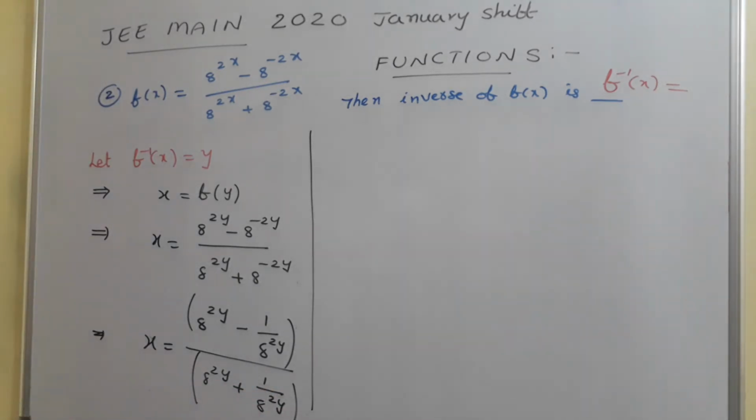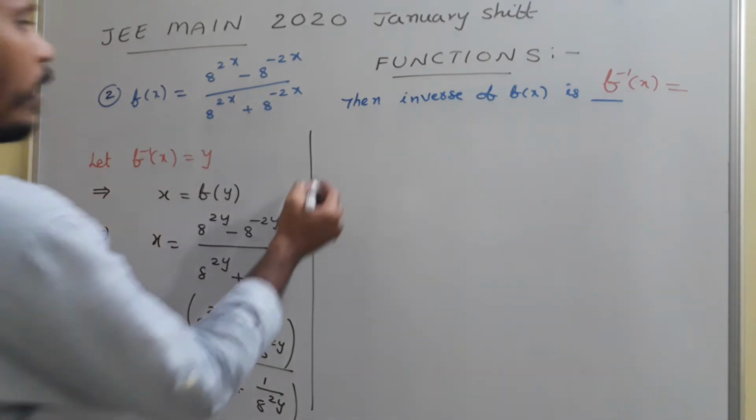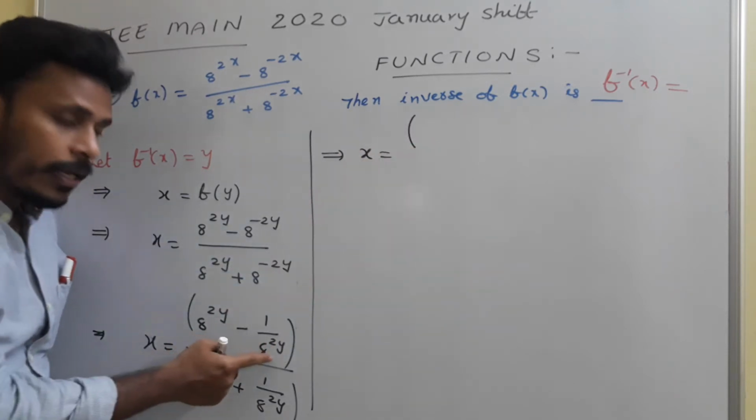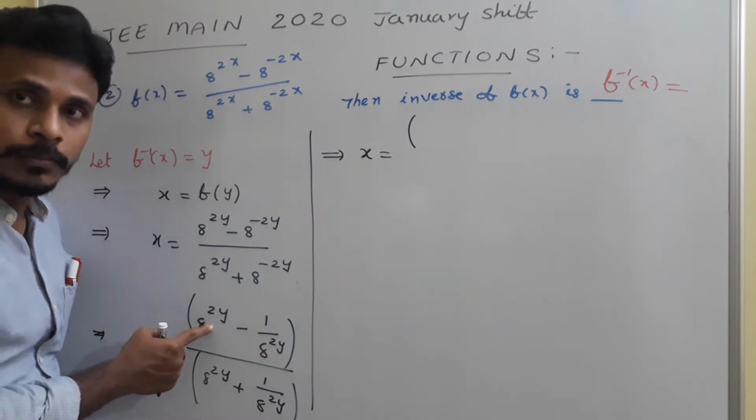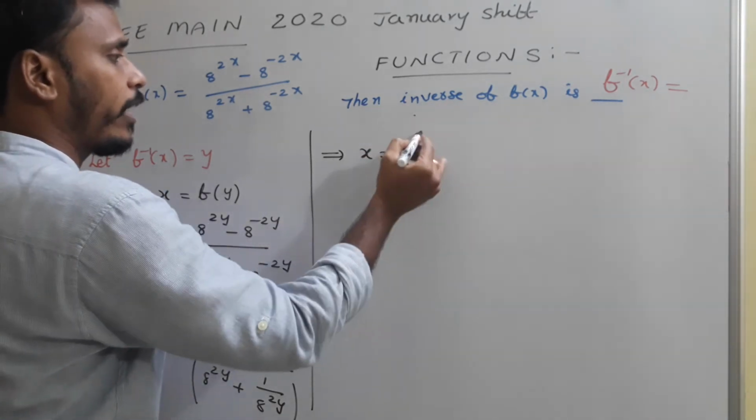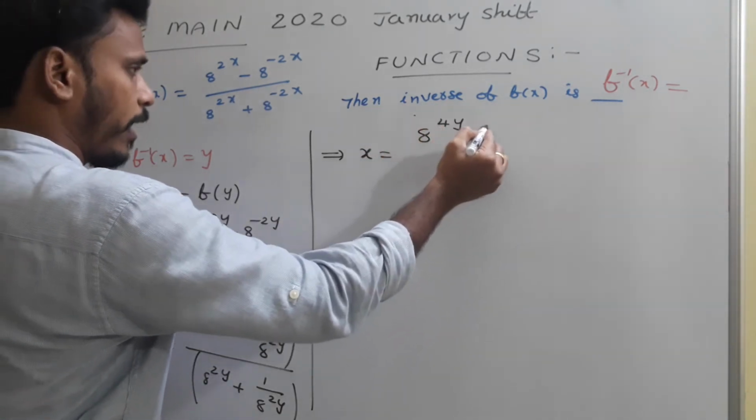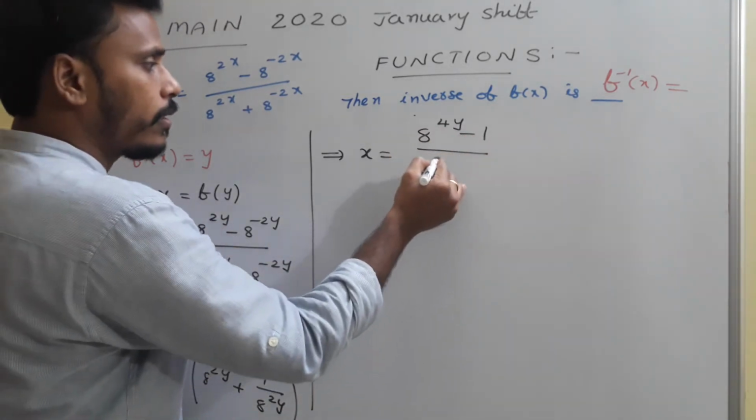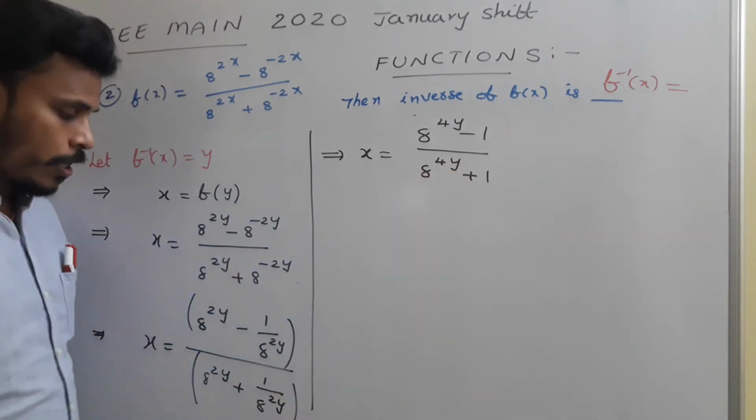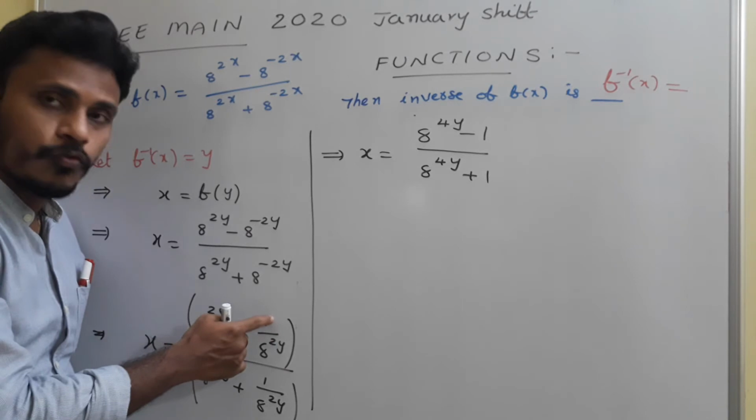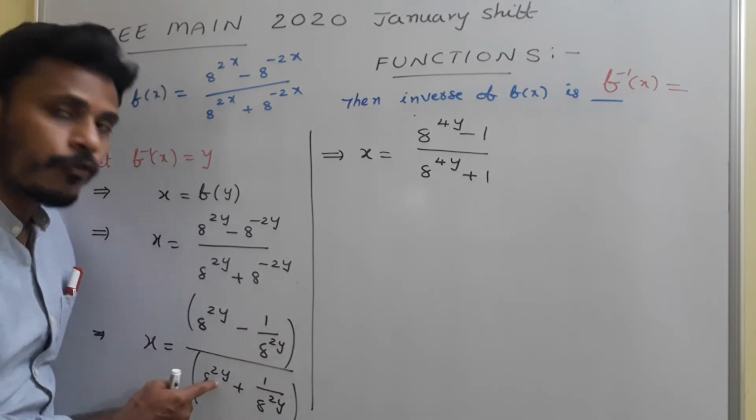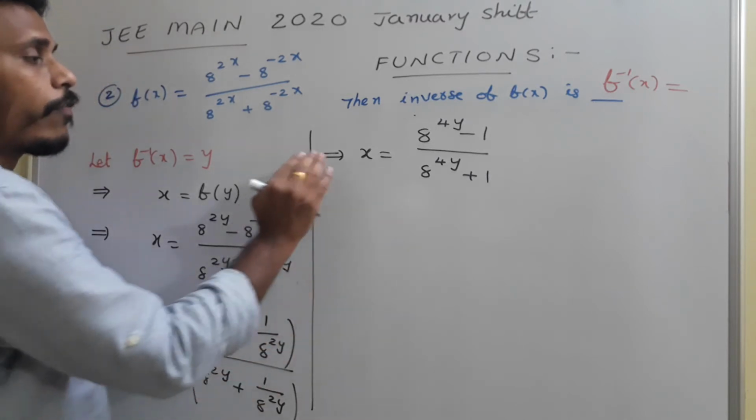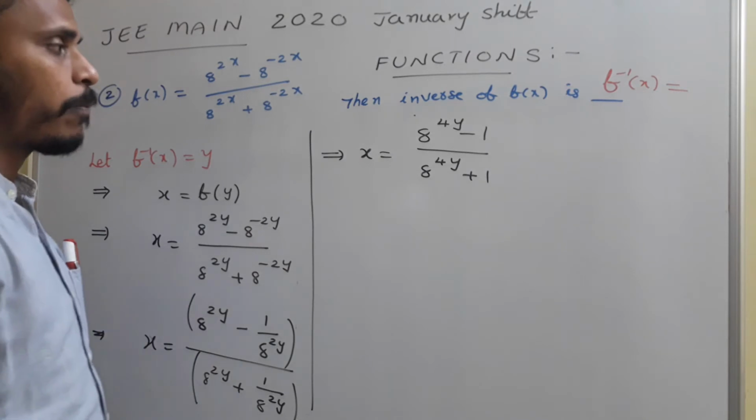Now you just try to simplify in numerator as well as in denominator. That implies x is equal to, in numerator, 8 power 2y into 8 power 2y is 8 power 4y. Directly I will write it: 8 power 4y minus 1 divided by, here 8 power 2y into 8 power 2y is 8 power 4y plus 1. So this is 8 power 4y minus 1 by 8 power 2y, 8 power 4y plus 1 by 8 power 2y. That 8 power 2y gets cancelled. So you are left with x is equal to 8 power 4y minus 1 by 8 power 4y plus 1.